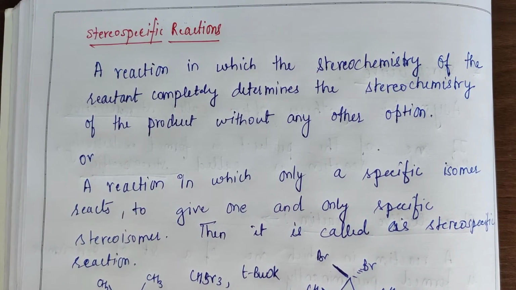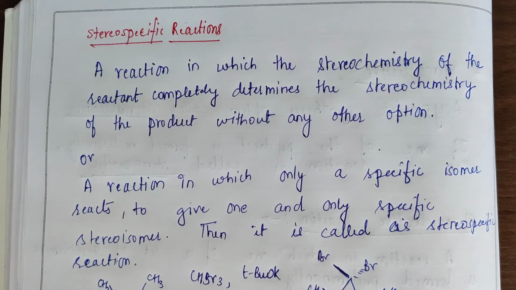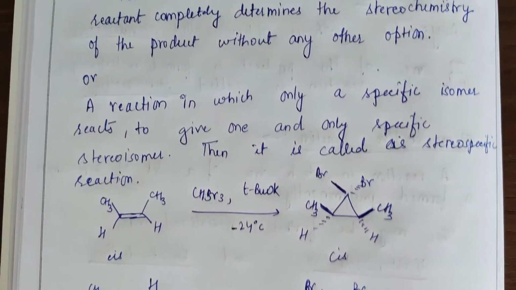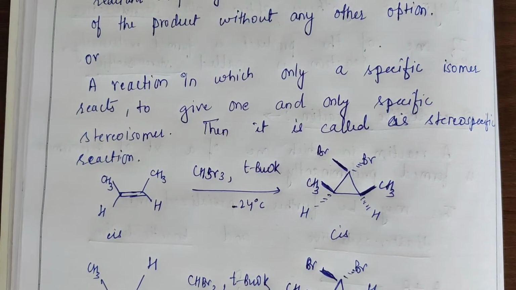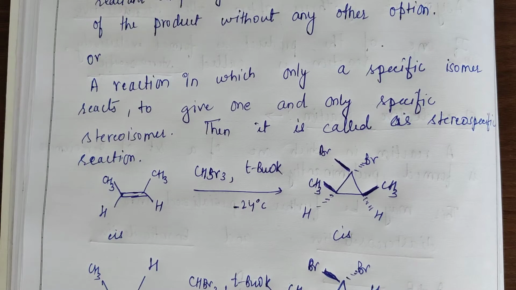Now, if we have to define the stereospecific reactions, then these are reactions in which the stereochemistry of the reactant completely determines the stereochemistry of the product without any other option. Or in simplified words, we can say a reaction in which only a specific isomer reacts to give one and only one specific stereoisomer. Then it is called a stereospecific reaction.